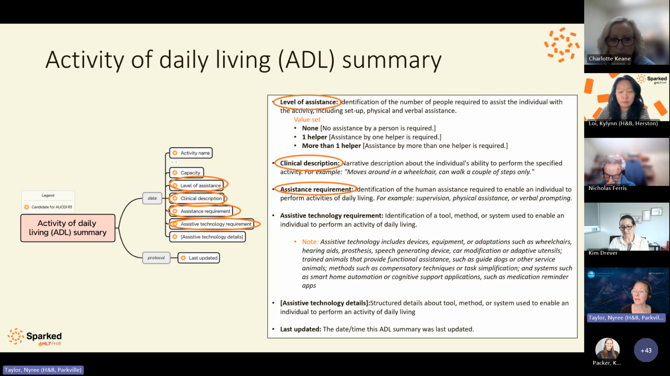And then finally, we've got assistive technology requirement, which is the identification of a tool, a method, or a system used to enable the individual to perform that activity of daily living.